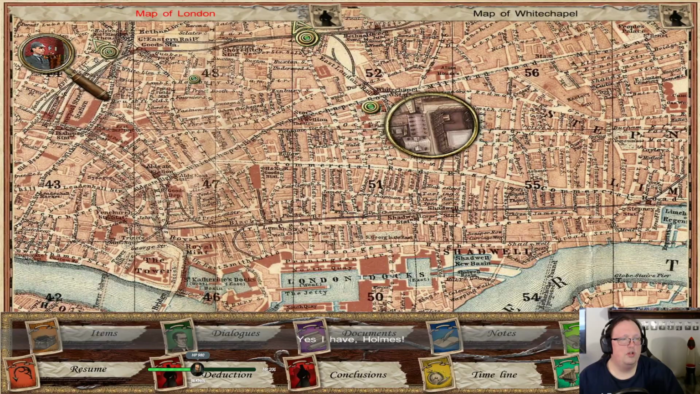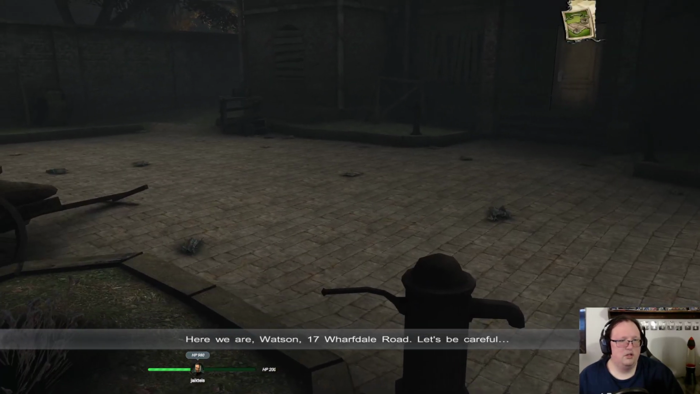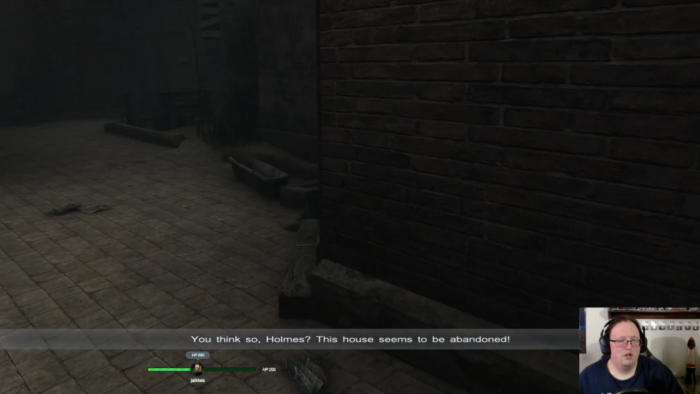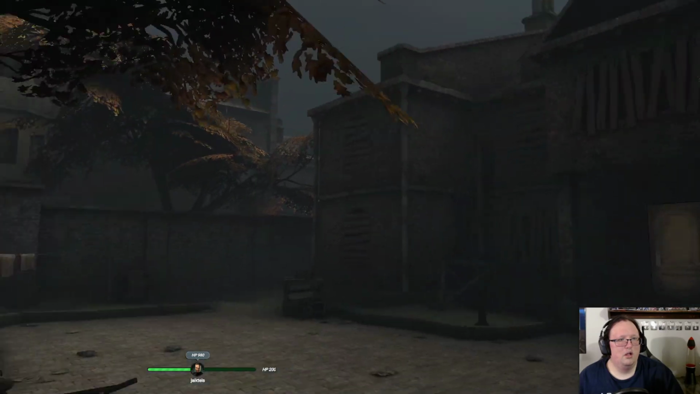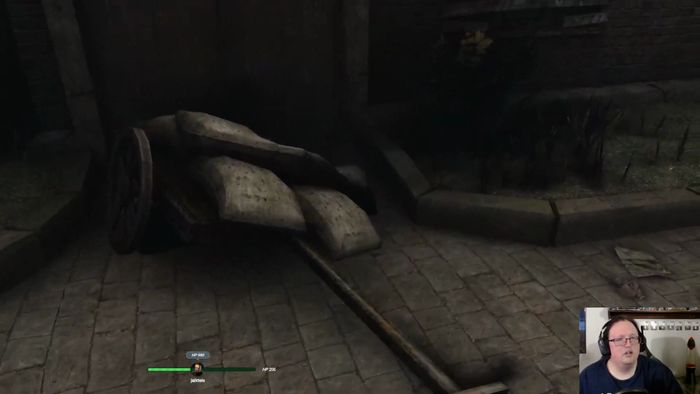Wharfdale Road. Yes, I have, Holmes. Here we are, Watson. 17 Wharfdale Road. Let's be careful. You think so, Holmes? This house seems to be abandoned. Looks, as you may guess, Watson, can be deceiving.